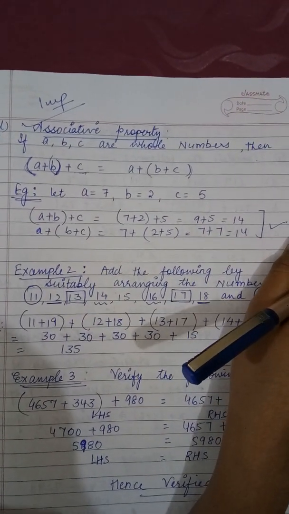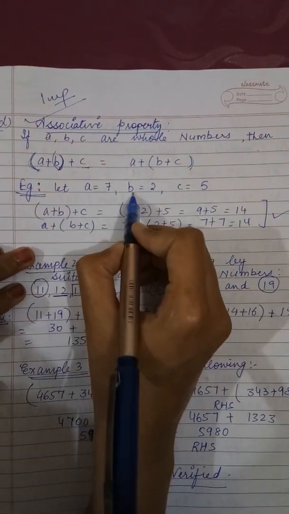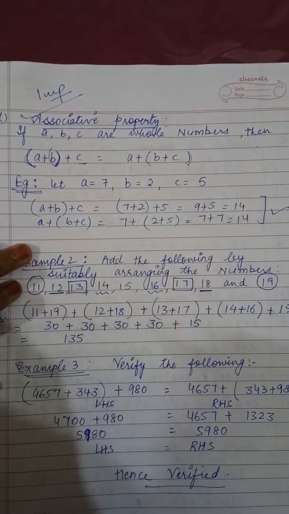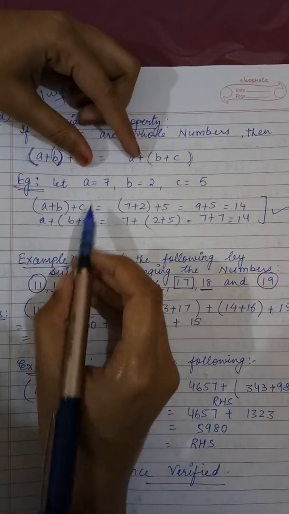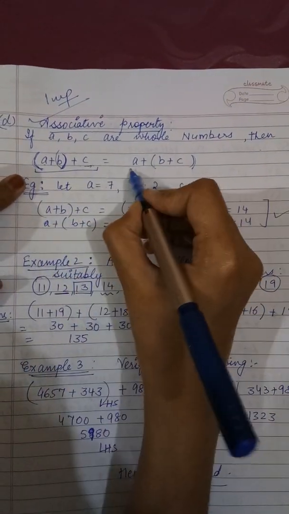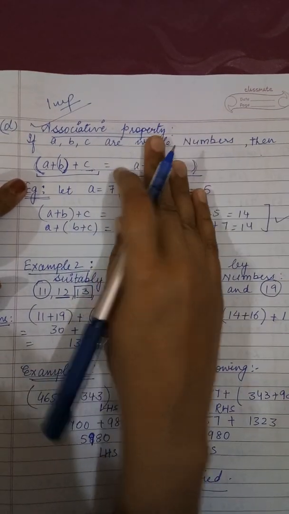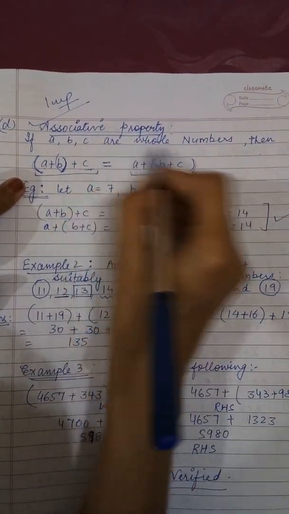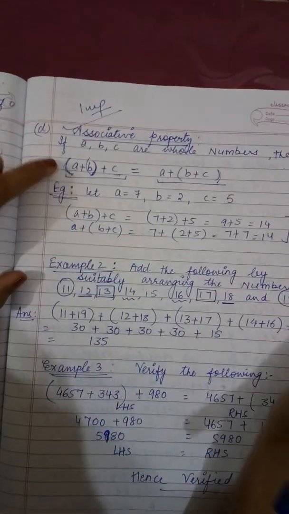I have taken any three whole numbers. Let a be 7, b be 2 and c be 5. Now what is the associative property? This is the left hand side and this is the right hand side. The side to the right of the equals sign is the right hand side, and the side to the left of equals is the left hand side.